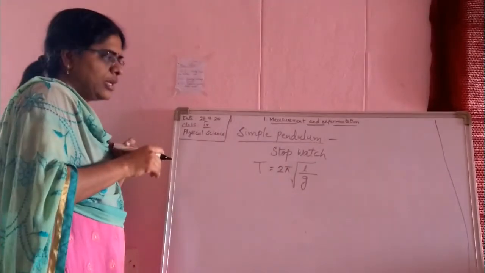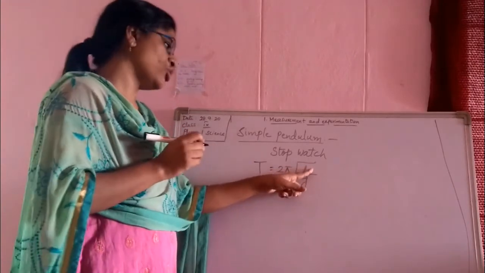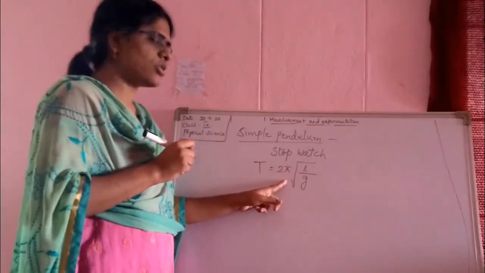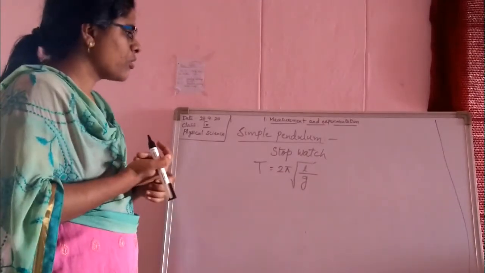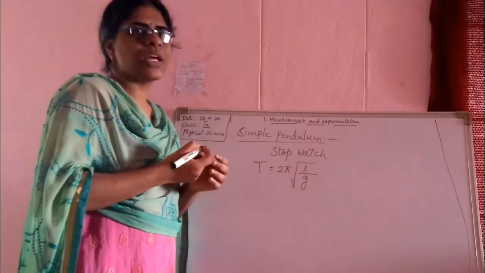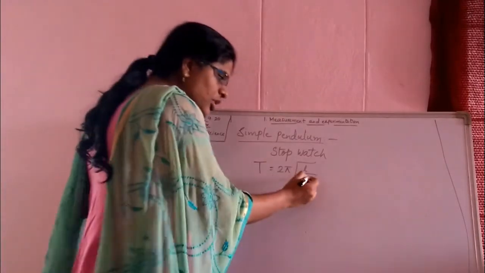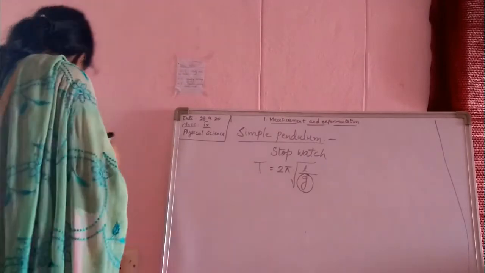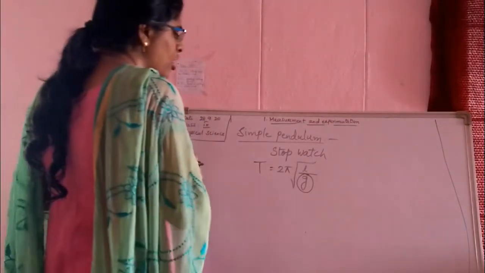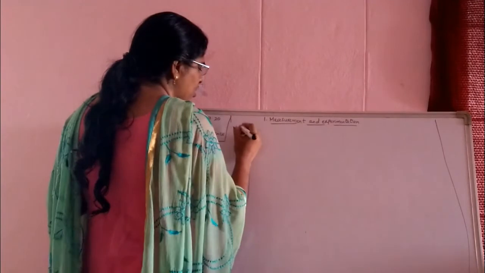Okay. Here G is the acceleration due to gravity, L is the length of the pendulum, 2 pi is a constant and T is the time period. Okay. By using this formula, we will be finding out the acceleration due to gravity. That means G we need to find at a given place. Okay children, in the next class, we will be studying how to find the acceleration due to gravity at a given place. Note down your homework.